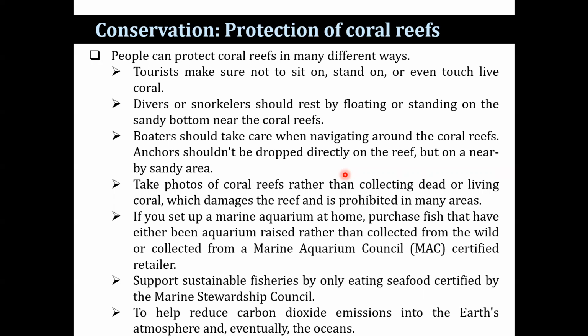If you set up a marine aquarium at home, purchase fish that have either been aquarium raised rather than collected from the wild, or collected from a Marine Aquarium Council certified retailer. Support sustainable fisheries by only eating seafood certified by the Marine Stewardship Council. Also help reduce carbon dioxide emissions into the Earth's atmosphere and eventually the oceans. So people can also protect the coral reefs.